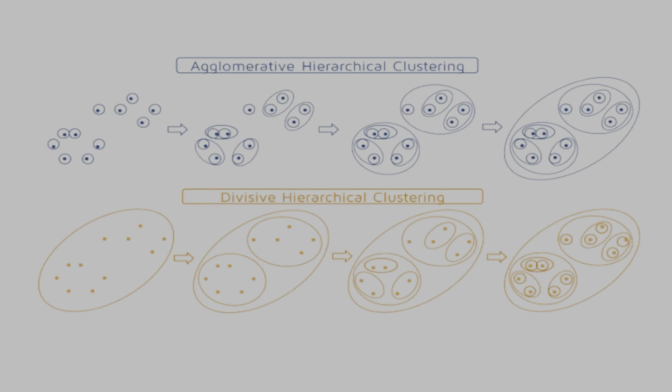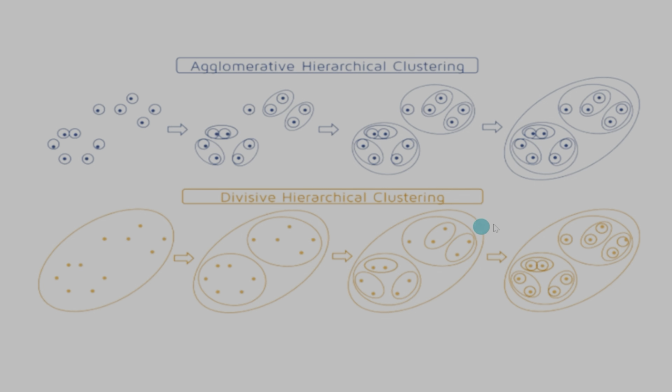Let us take a look at the difference between agglomerative and divisive hierarchical clustering. So, in the case of agglomerative clustering, it is a bottom up approach. In this, we start with each data point as its own cluster and gradually we merge the closest or the most similar clusters together. And we keep merging until all the points are in a single cluster or you reach a desired number of clusters. Next, we have divisive clustering.